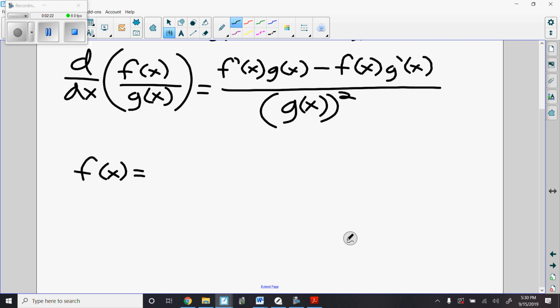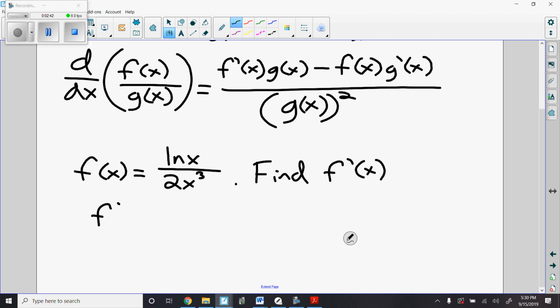Let's try this. f of x equals the natural log of x divided by 2x cubed. Our goal here is to find f prime. I'm going to start by taking the derivative of the top function. The derivative of natural log of x is 1 over x. And I'm going to multiply that by the bottom function. Again, it's not the bottom function squared, it's just the bottom function, 2x cubed.